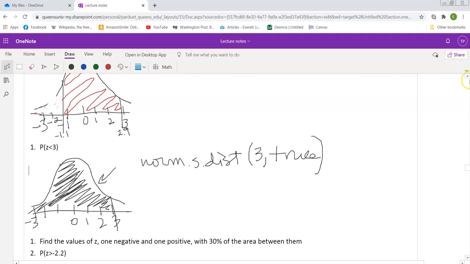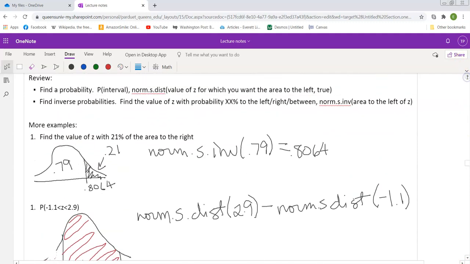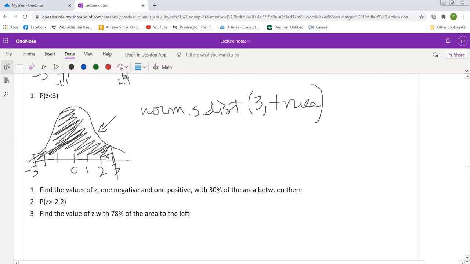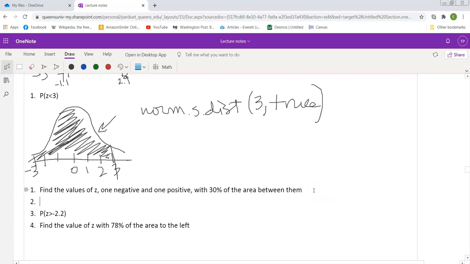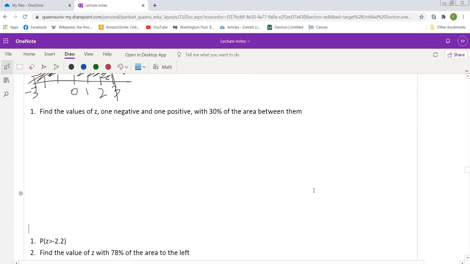All right, so that was the third one. OneNote has lost my numbering system. The fourth one, I love OneNote anyway though.